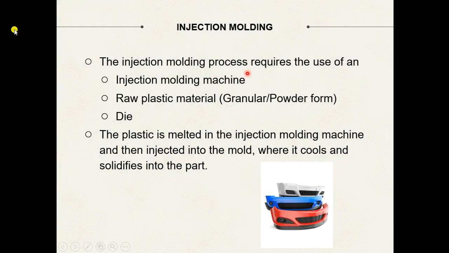The injection molding process requires the use of an injection molding machine, raw plastic material, for example granular or powder form, and lastly die. How does it happen for injection molding? The plastic is melted in the injection molding machine and then injected into the mold where it cools and solidifies into the part. Okay, to further explain this point, we'll move on to the next slide.